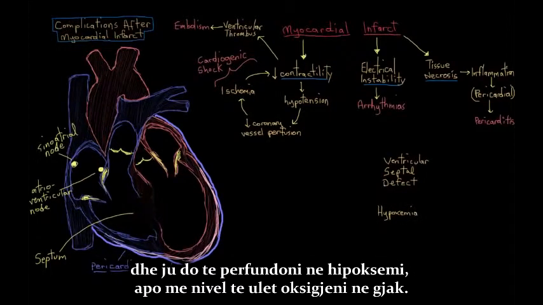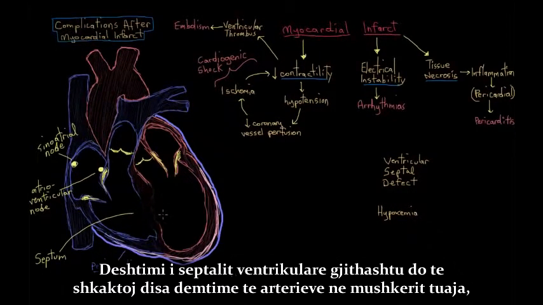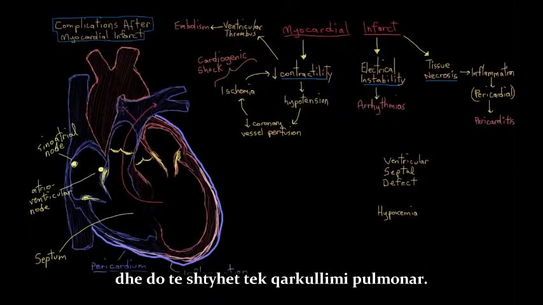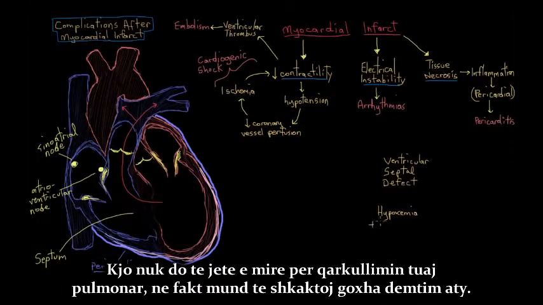A ventricular septal defect would also cause some damage to the arteries in your lungs, because if you can imagine, blood from this high pressure system on the left side of your heart would cross through this defect over to the right side of your heart and be pushed up through into your pulmonary circulation. That's not good for your pulmonary circulation and can actually cause some pretty big damage there.